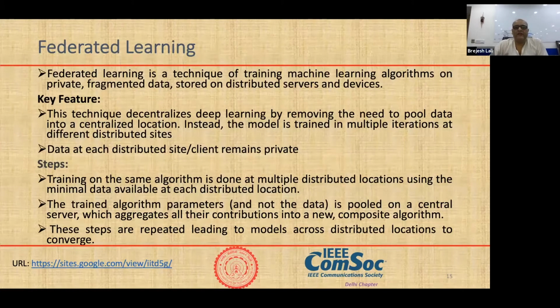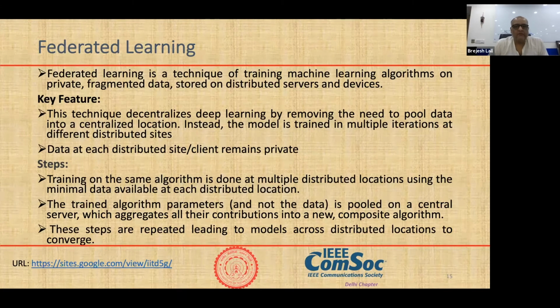Now, when you talk of federated learning, what this means is you do not let one person know everything about the record. So the data record is broken up, fragmented into different parts. The sum of parts will give you the total information that you need, but no single part can derive personal information about the patient. Federated learning is a technique for training machine learning algorithms on private fragmented data, which is stored on distributed servers and devices, so no single server can extract enough information to compromise the identity of the person whose data is in question. This technique decentralizes the deep learning, and since the data is not being pooled at a single place, the possibility of it being compromised reduces.